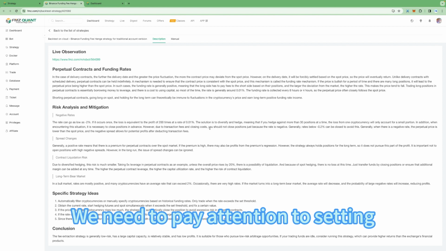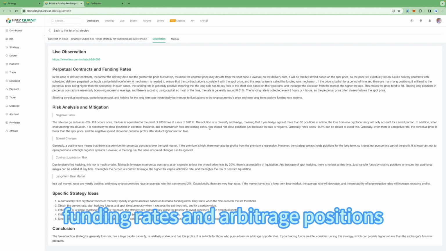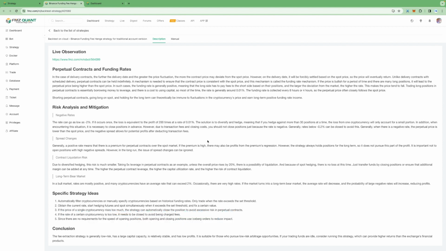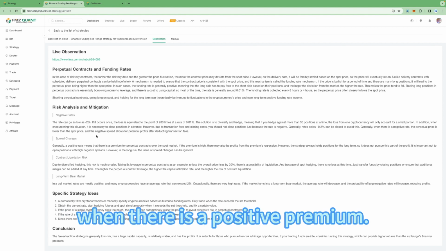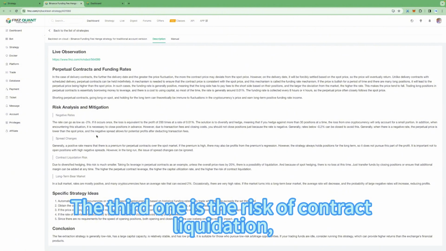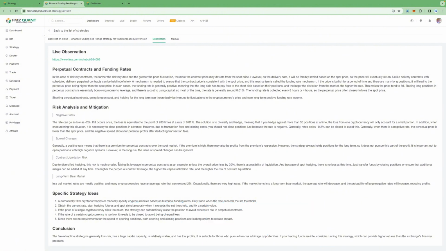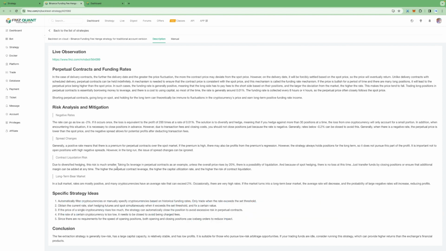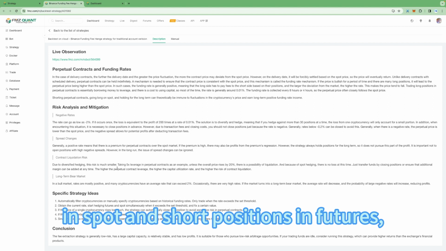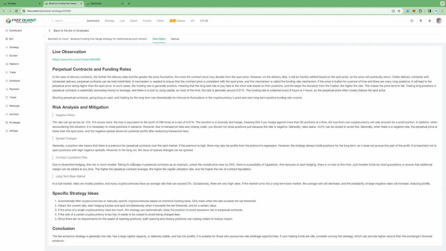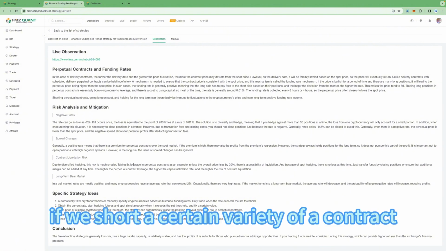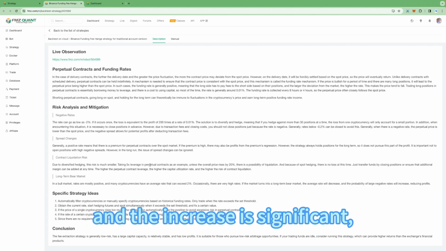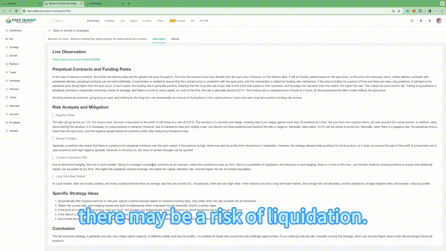We need to pay attention to setting funding rates and arbitrage positions when there is a positive premium. The third one is the risk of contract liquidation. Because we are hedging, taking long positions in spot and short positions in futures, if we short a certain variety of a contract and the increase is significant, there may be a risk of liquidation.